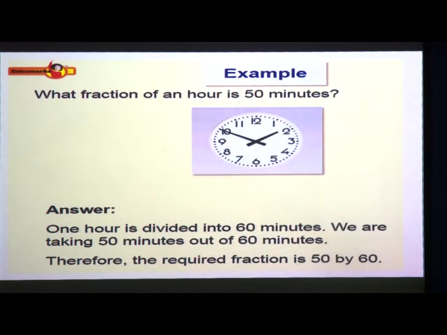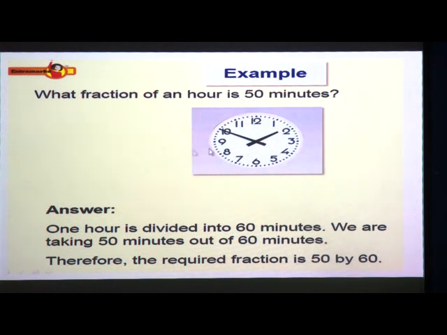Next, what fraction of an hour is 50 minutes? As you know, students, how many minutes do we have in an hour? In 1 hour we have 60 minutes. So, we have to represent what fraction of an hour is 50 minutes.